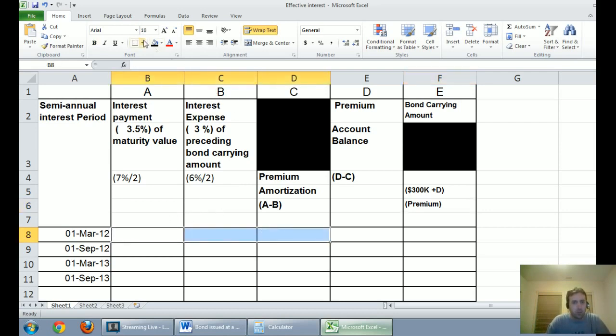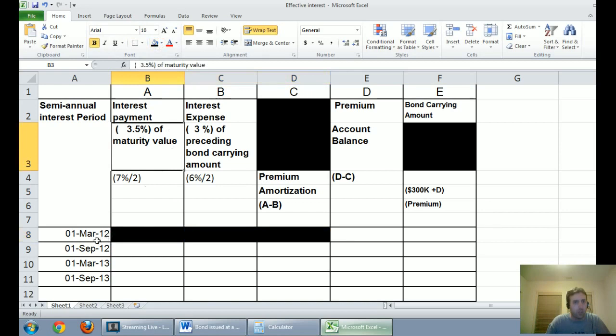Remember, the first 3 items don't get filled in because on March 1st, I'm not making an interest payment. This is where we borrow the money, right? That's what a bond is all about, borrowing some money. We don't pay it back on day 1. We're going to start paying interest in 6 months. The interest expense clock hasn't started ticking on day 1. Well, it starts on day 1, but nothing's built up as of the first moment of the bond issue. And there's no premium amortization on day 1. So these first 3 cells don't get used.